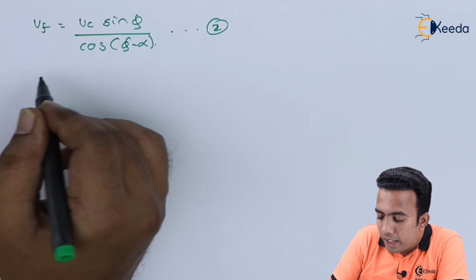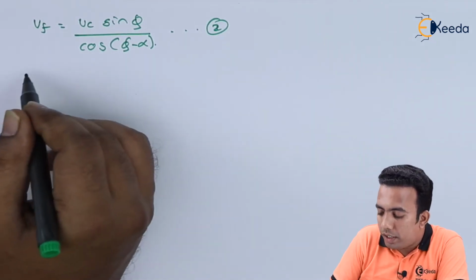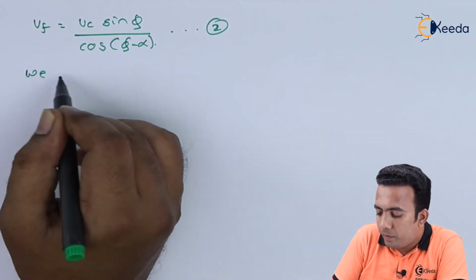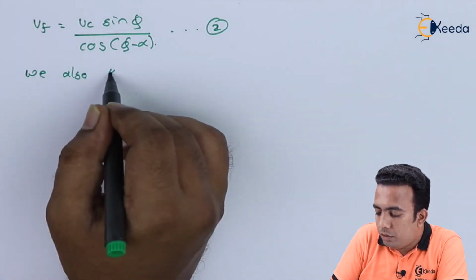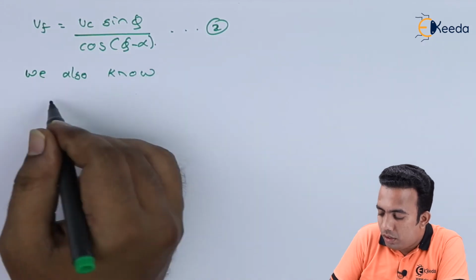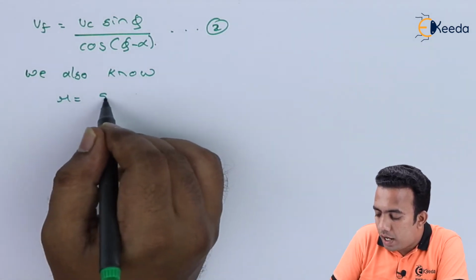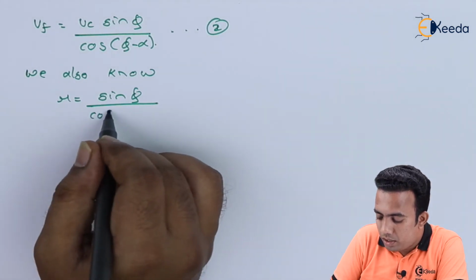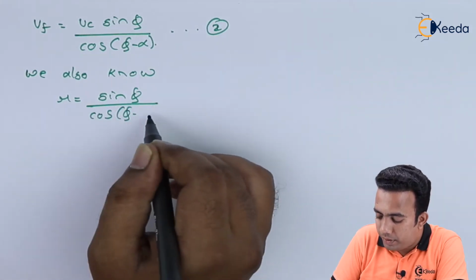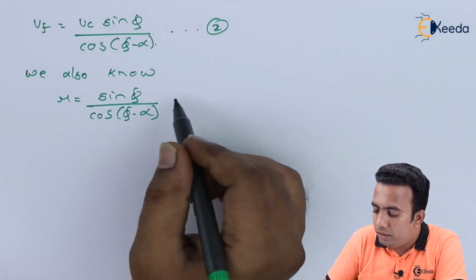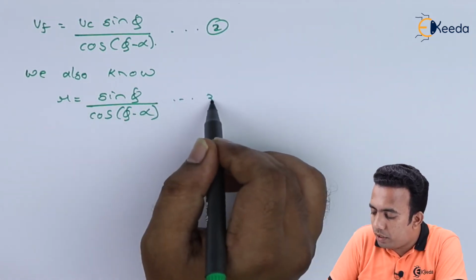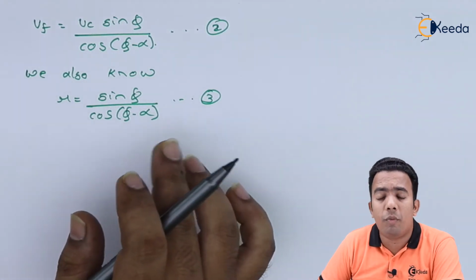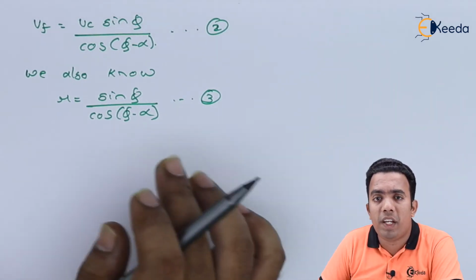We also know that in the previous derivation we have found that R is equal to sine of phi divided by cos of phi minus alpha. This is equation number 3. This equation number 3 we have derived in the previous derivation in terms of chip thickness ratio.